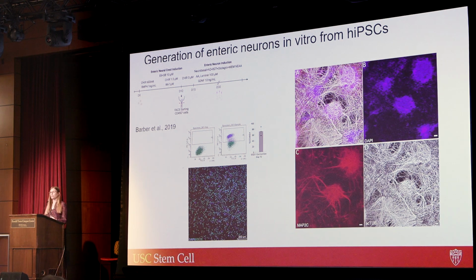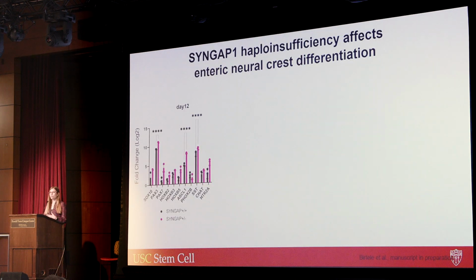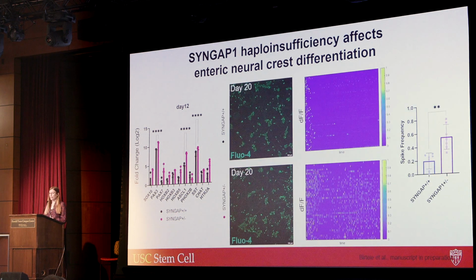We started to generate enteric neurons, and already at day 30 we have mature 2D neurons. And we performed a preliminary screening where we generated enteric neurons from a SYNGAP patient and control. And from qPCR, we can see that already at day 12, they start expressing increased levels of maturation markers. And this was also confirmed by calcium imaging analysis.